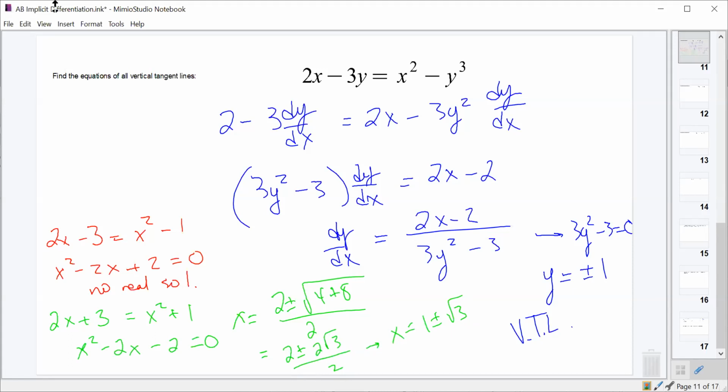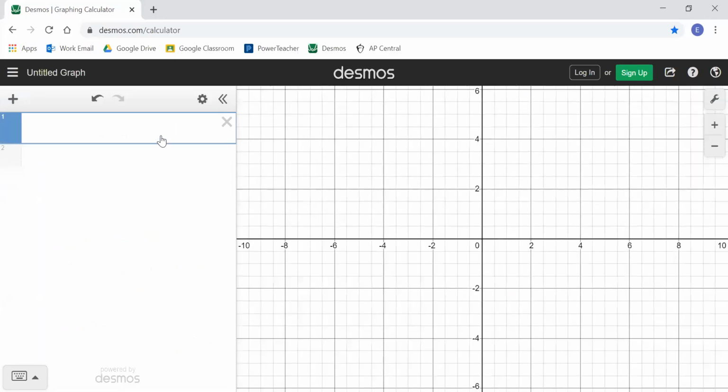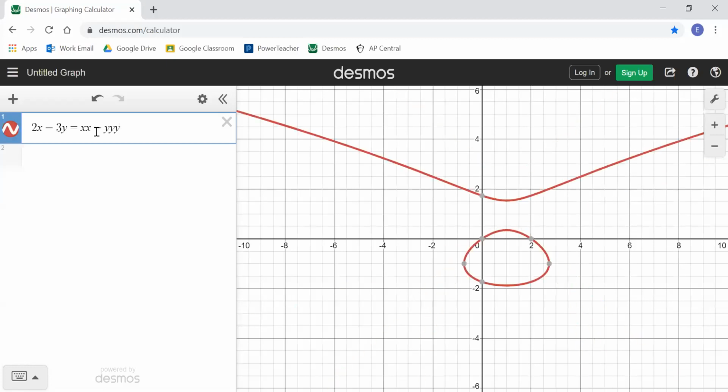Yep. All right, so let's take a look in Desmos. What do we have? We had 2x minus 3y equals, what was it, x squared minus y cubed? Is that right? Yes. And so this is that graph. It's not an ellipse, but some sort of ellipsoid-looking thing down here, and this other weird little V-shaped graph up above.